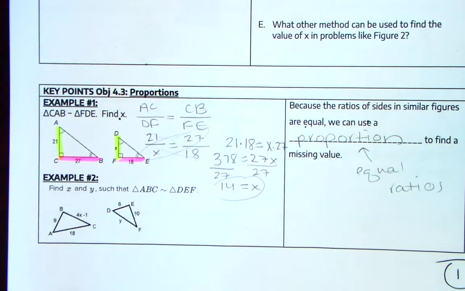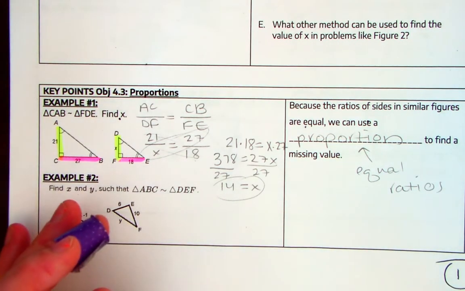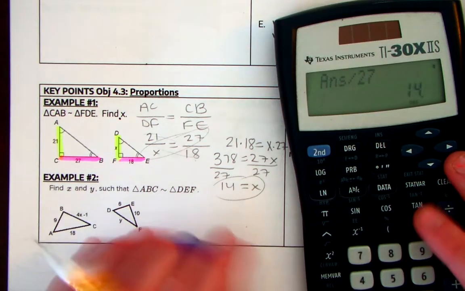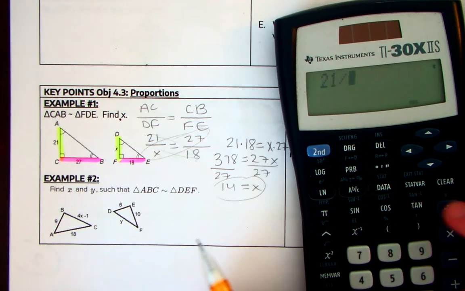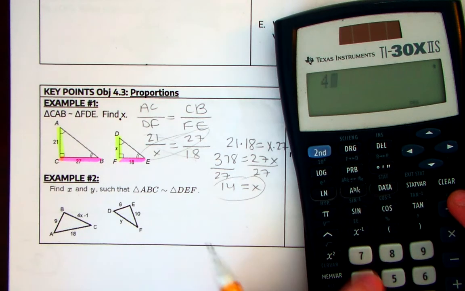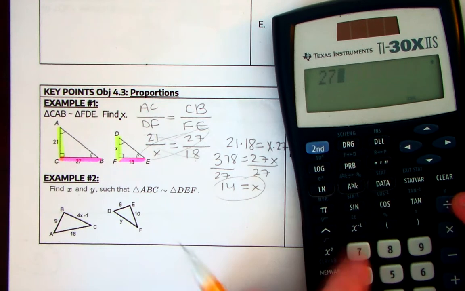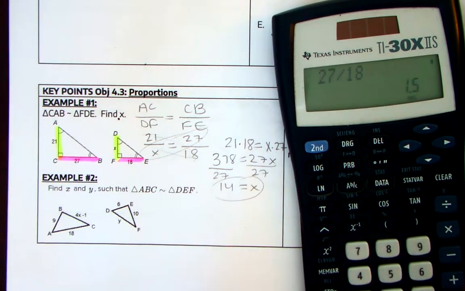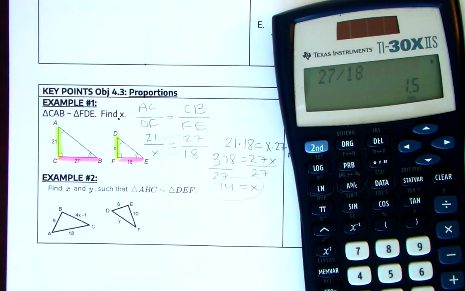Okay, and I can test whether or not that makes sense by dividing. If I go 21 divided by 14, what is that? It's 1.5. 27 divided by 18. Is that also 1.5? Yup, so we know those side lengths are proportional. X has got to be 14.